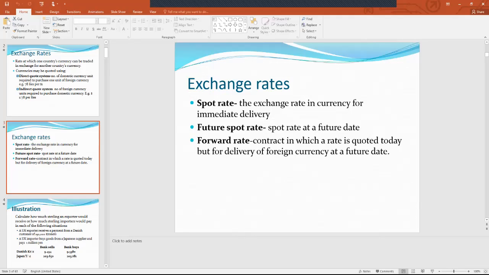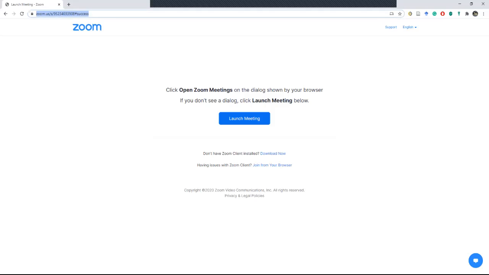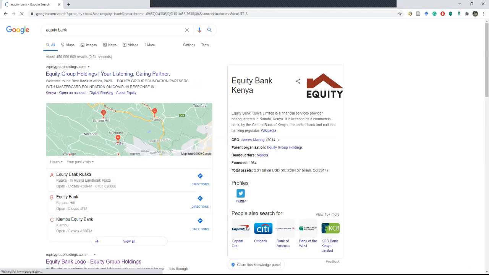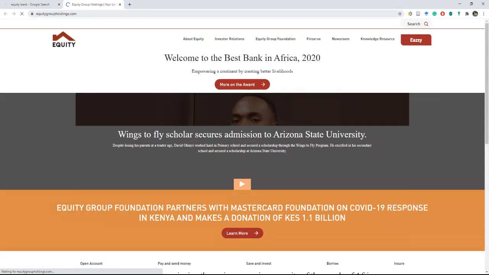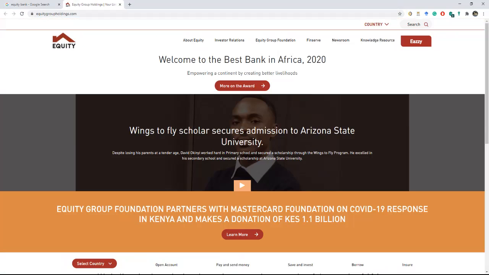Let's do that right now. Let's go to Equity Bank and see how much you are required to pay if you are to get $1 US. Let me just share. Equity Bank Kenya, we'll call the spot market Equity Bank Kenya.